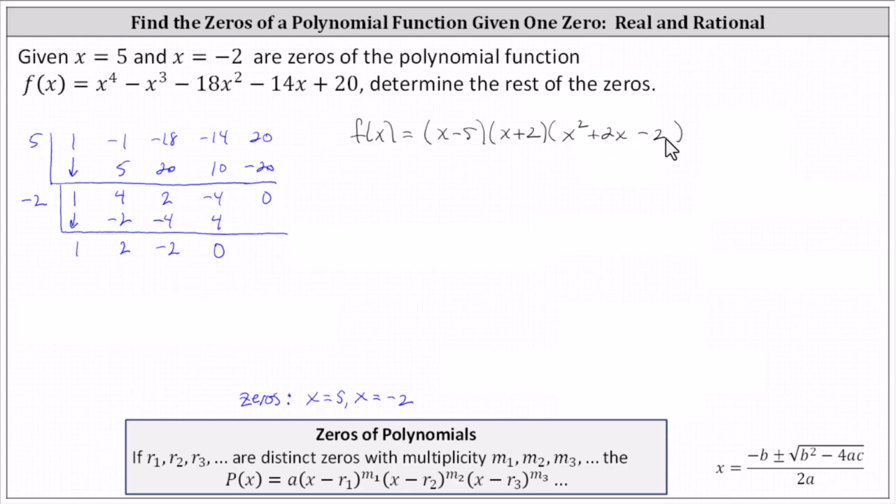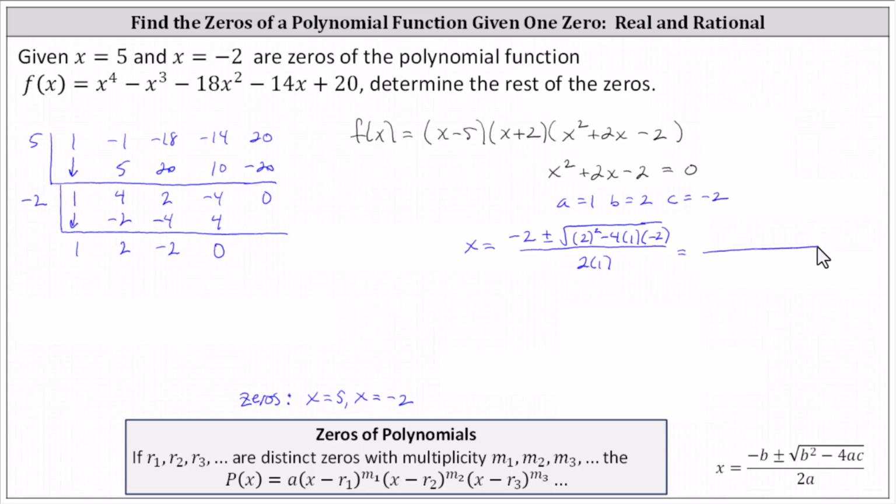However, this trinomial doesn't factor, and therefore to find the remaining two zeros, we'll have to set x squared plus 2x minus 2 equal to 0 and use the quadratic formula, where we have a, the coefficient of x squared, equals 1, b, the coefficient of x, is 2, and c, the constant, is negative 2. Using the quadratic formula, we have x equals negative b, which is negative 2, plus or minus the square root of b squared minus 4ac, which is the square of 2 minus 4 times 1 times negative 2, all divided by 2 times a, which is 2 times 1.